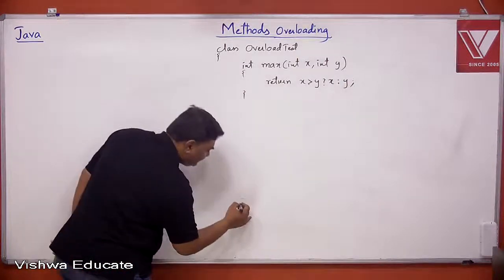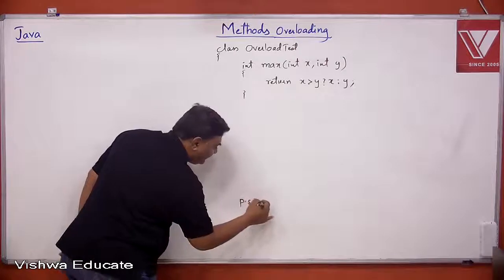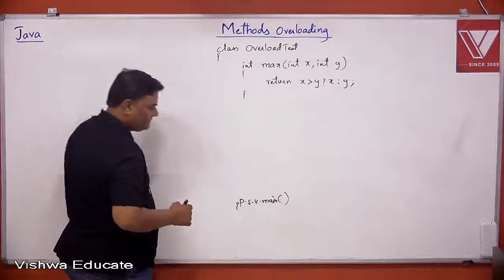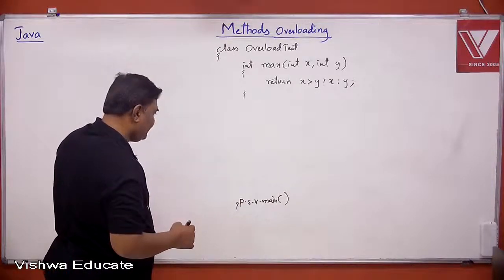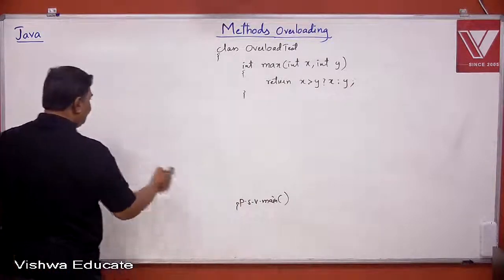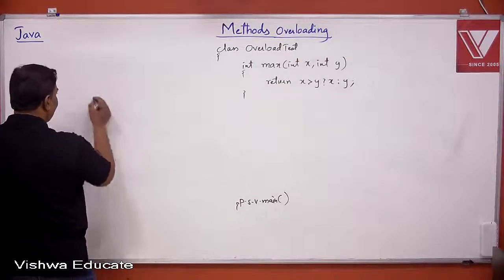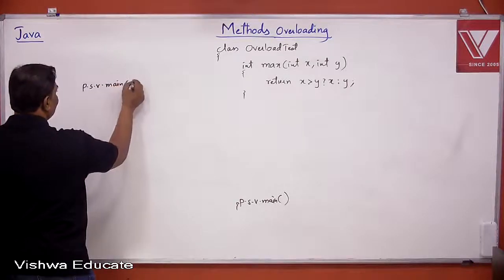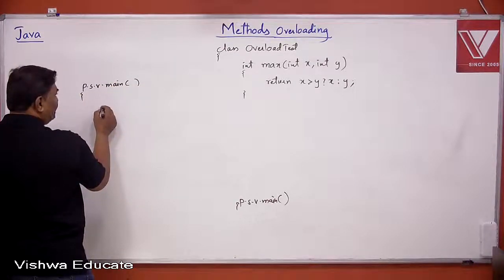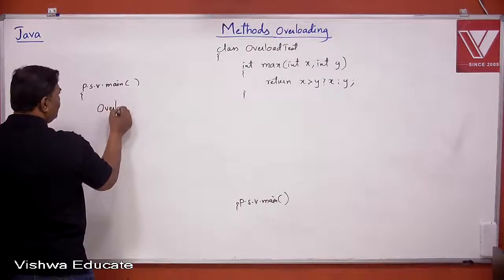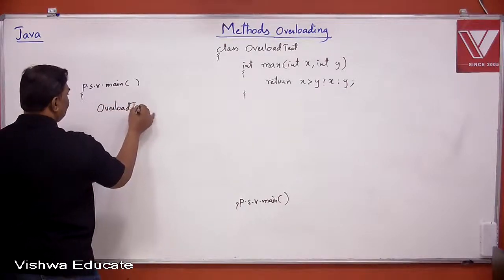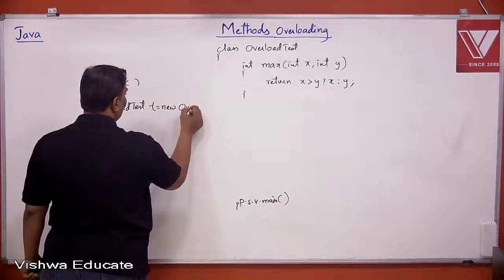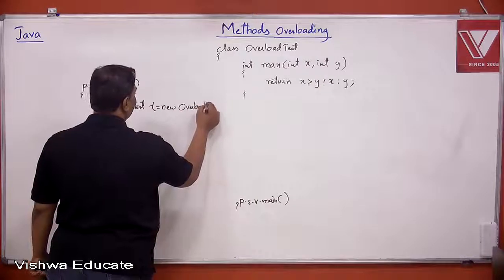Now this is the public static void main method, and I guess I will not have enough space there, so I'll write the main method here. Public static void main. Then I will create the object of this OverloadTest class, t = new OverloadTest.